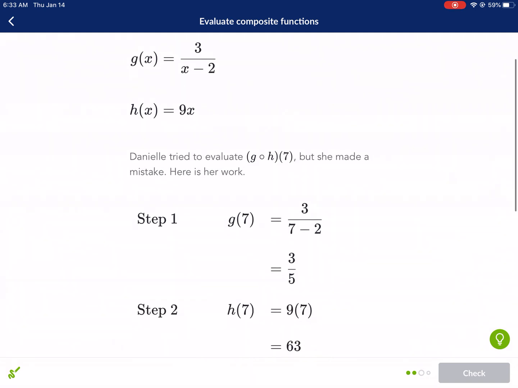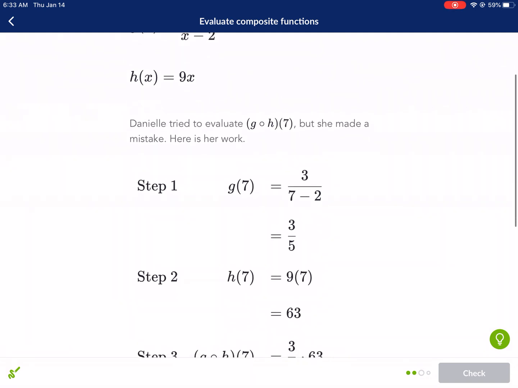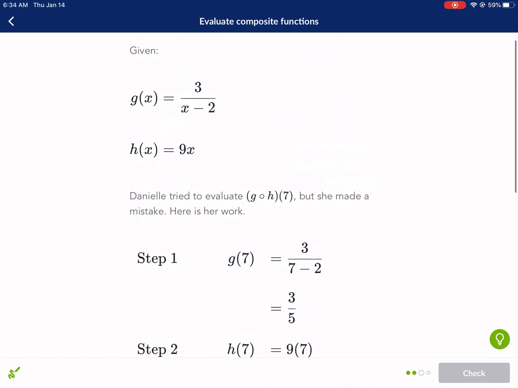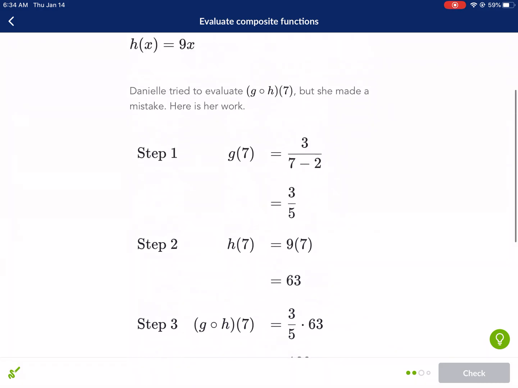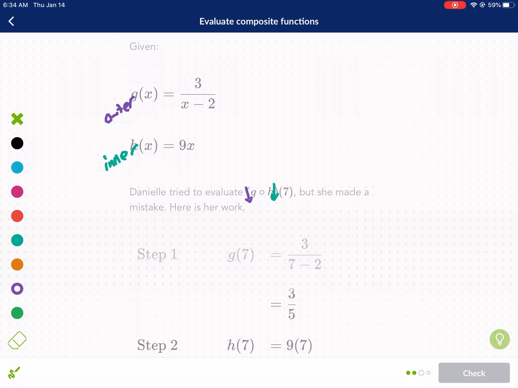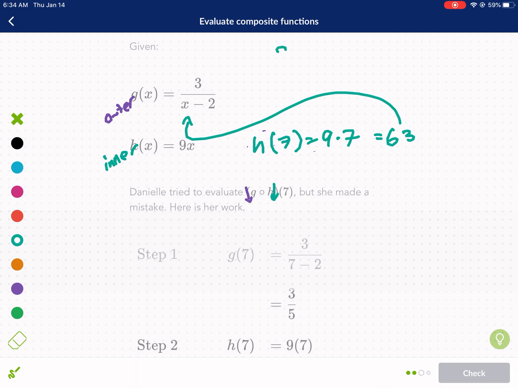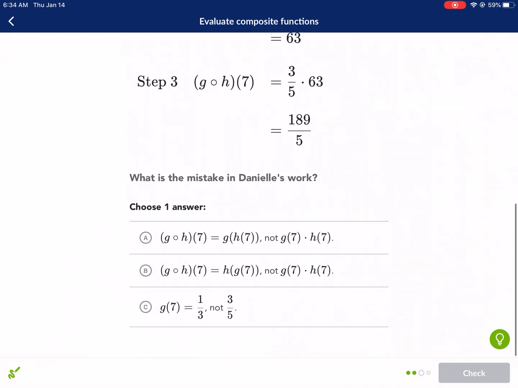All right, let's see what Danielle did. Oh, look. Step 1, she plugged in 7 into G. G's the outer. She should have plugged in 7 in for H. So she already messed up in step 1, okay? What she should have done, sorry, this is an English class too, is plug in 7. H of 7 equals 9 times 7. That's what she should have done first and got 63. And then plugged it into the outer function, 3 divided by 63 minus 2. That's what she should have done. Okay? She didn't, so she messed up in step 1.